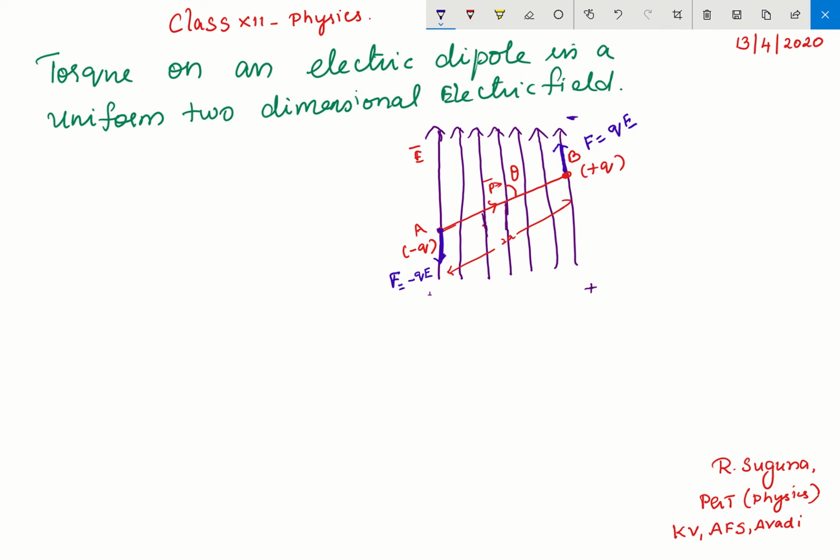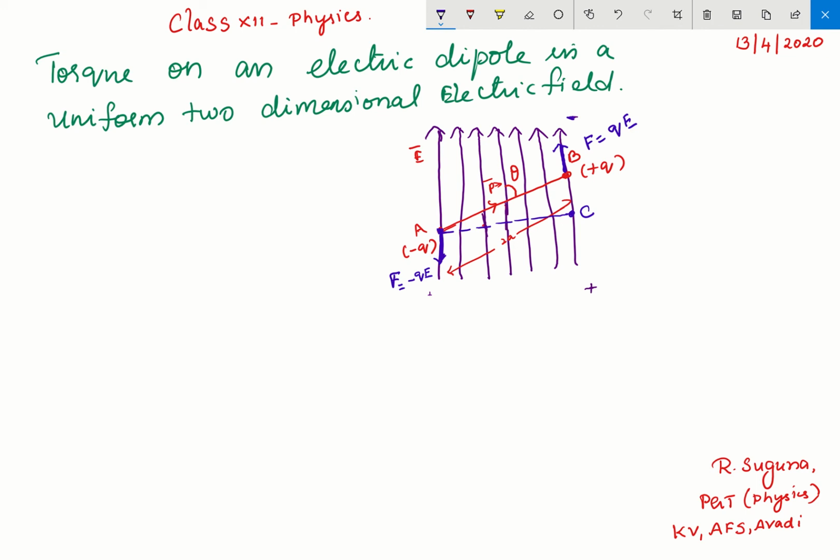Therefore, two equal and opposite forces which are separated by some perpendicular distance. What is the perpendicular distance? This is A. This is the force at A, and at B. What is the perpendicular distance between the two forces? It will be this, right? Let us give some name to it, C. Therefore, there are two equal and opposite forces, but they are separated by a perpendicular distance. Therefore, definitely they will experience a torque, a couple. Okay, they form a couple.